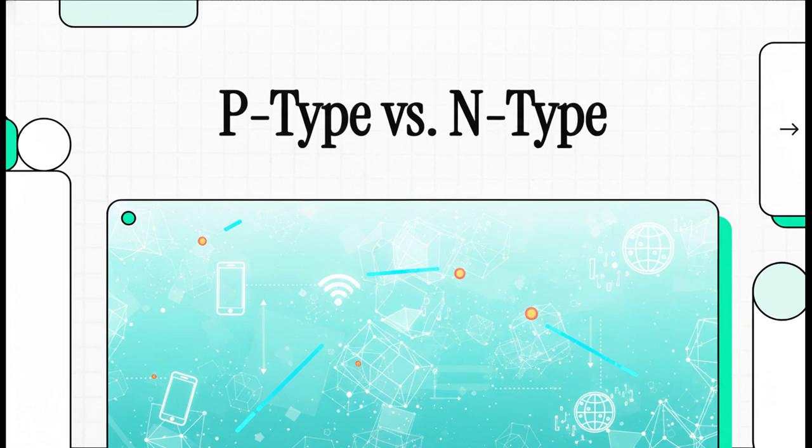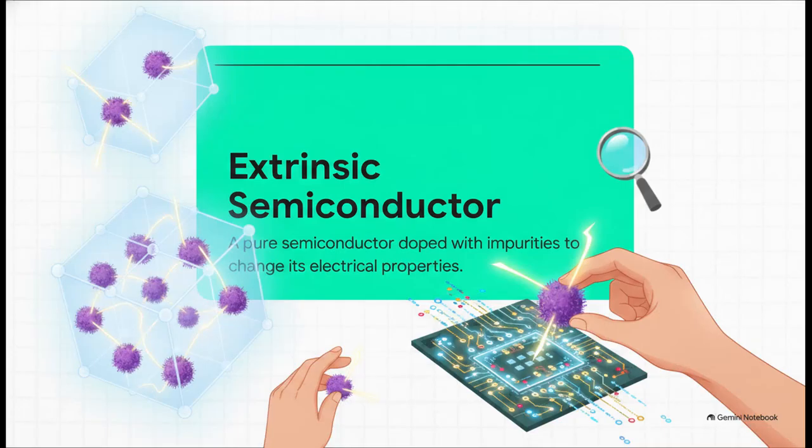Let's dive right into this explainer on how tiny impurities inside microscopic crystals actually power our entire digital world. From your smartphone to the internet itself, it all starts right here with the very foundation of modern electronics. Before we split our discussion into the two main types, we really have to understand the foundation.